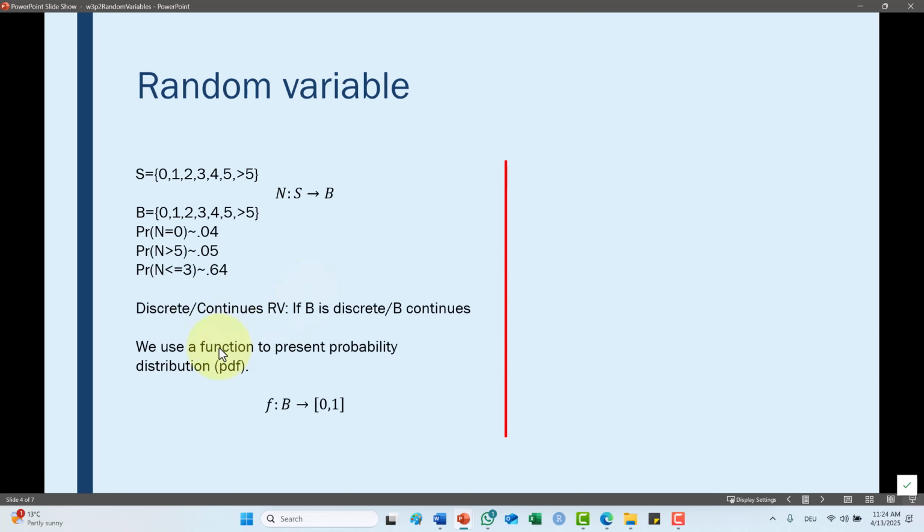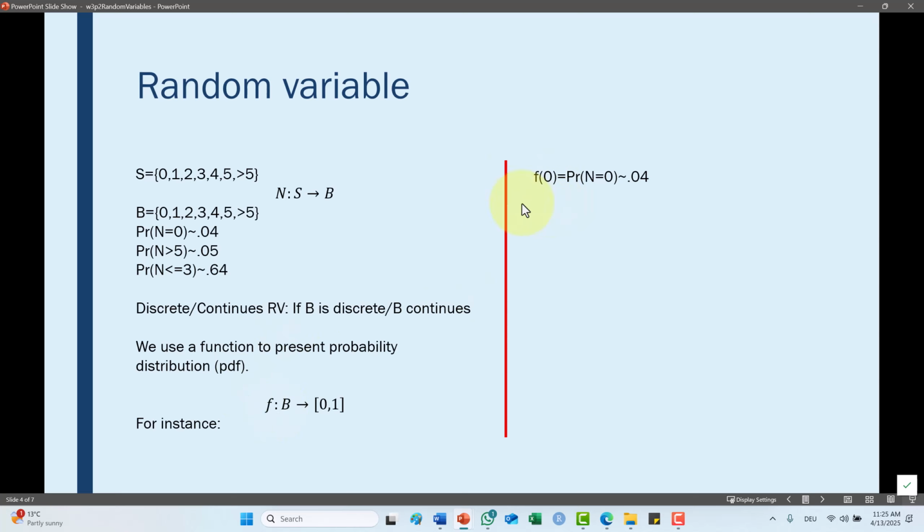Then we use a function that would present the probability distribution of the random variable, and that's a function which is defined from B, which is the range of the random variable, to the interval 0 to 1, and this function is called PMF, or probability mass function, or probability density function, PDF.